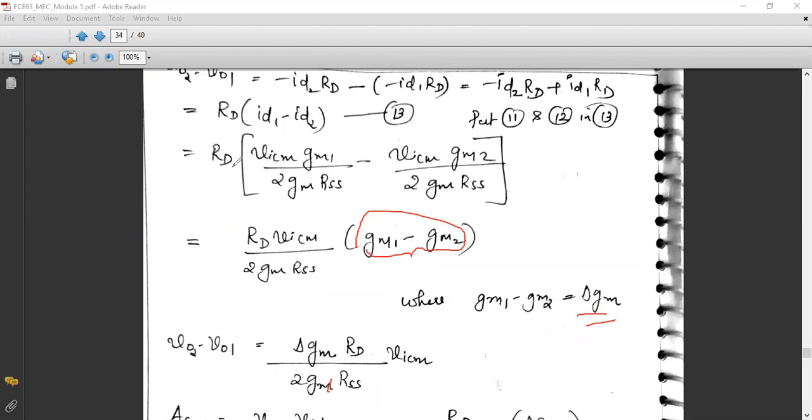So take all the common factors outside. What are the common factors? You can see RD, VICM is common. 2GM is common, RSS is common. All these are common, right? And within the bracket, you're having only GM1 minus GM2, and GM1 minus GM2 is nothing but delta GM.